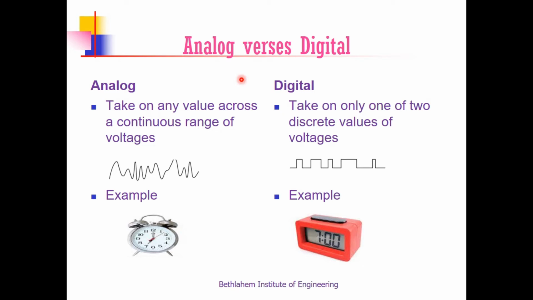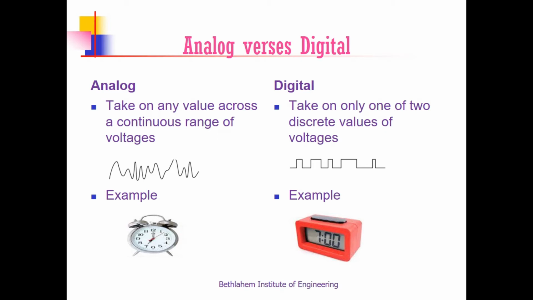So here we shall discuss the difference between analog signal and digital signal. What is an analog signal? Analog signals take on any value across a continuous range of voltages, and digital signals take only two discrete values of voltages. This is an example for an analog signal and this is an example for a digital signal. Analog represents a continuous range of signals. That is, an analog signal can carry any value across this continuous range of signals.